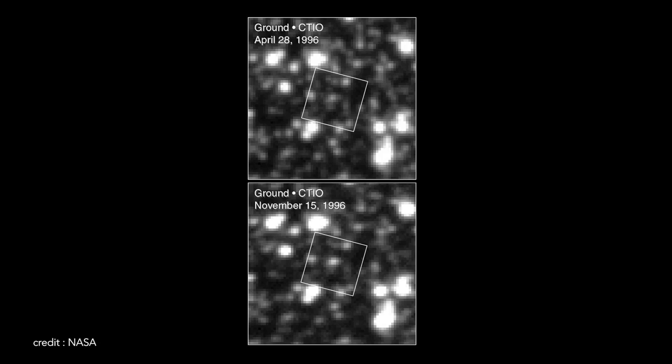This image shows a gravitational lensing event that occurred in 1996. The top panel shows a dim star on April 28th, and the bottom panel shows the same star on November 15th. The image on November 15th is brighter, and a further analysis showed that the star appears brighter because a black hole with a mass around 10 times larger than the sun passed by. Only a handful of black holes have been found this way, since this is a really rare event.